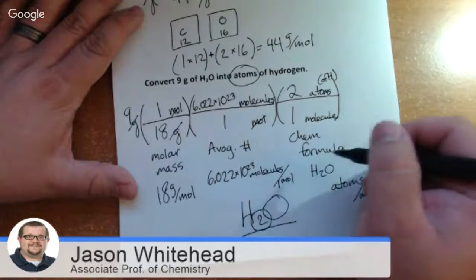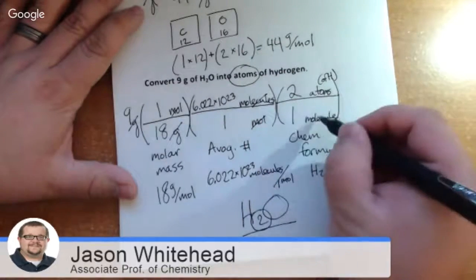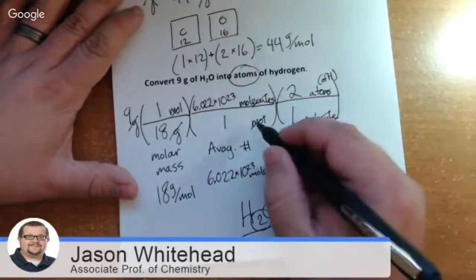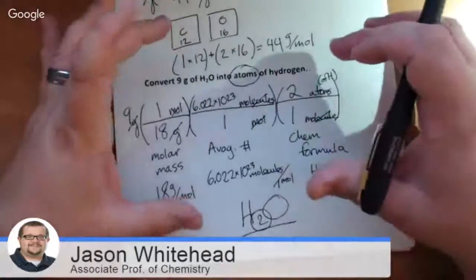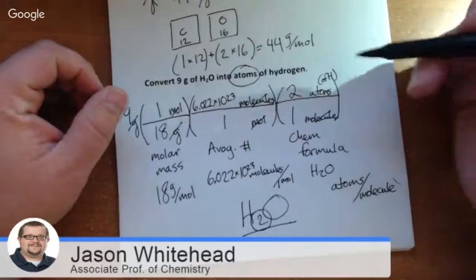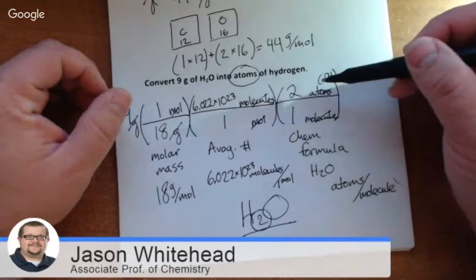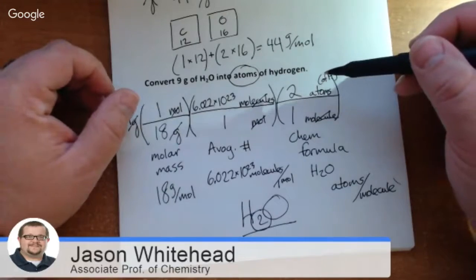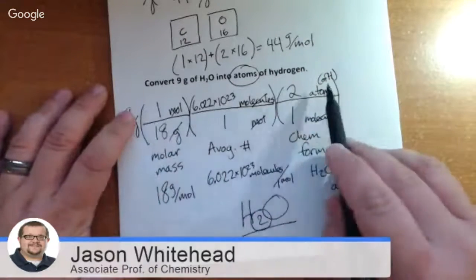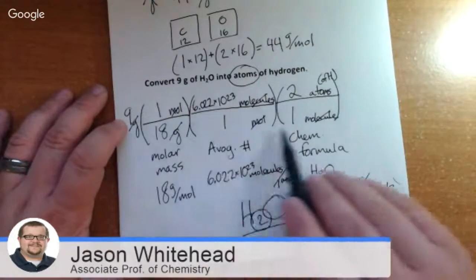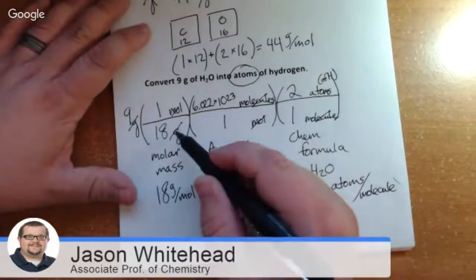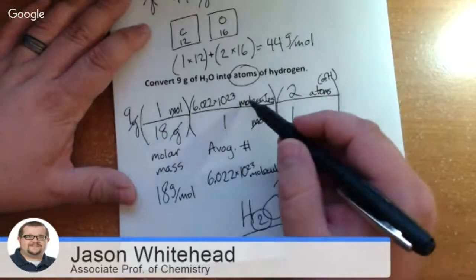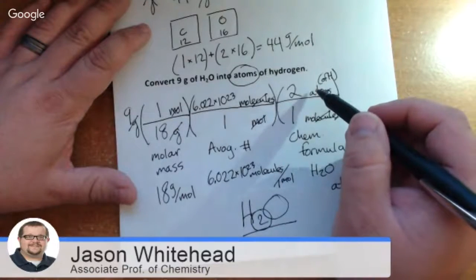Okay, just double checking everything. Molecules canceled with molecules, moles canceled with moles, grams canceled with grams. We set everything up so that opposite sides would cancel, leaving us with atoms of hydrogen for our final answer. And then we multiply everything across the top, divide everything across the bottom. So 9 divided by 18 times Avogadro's number times 2.